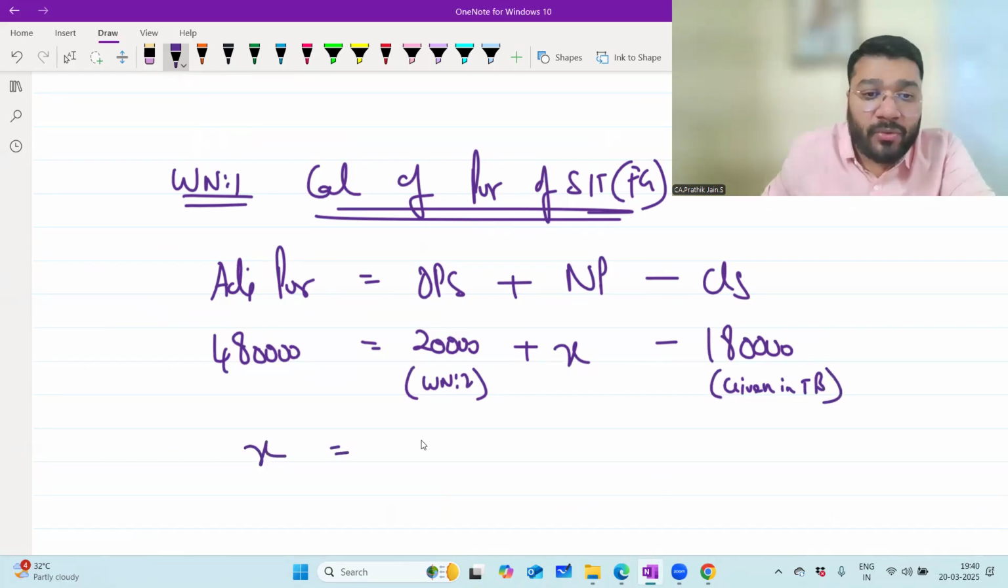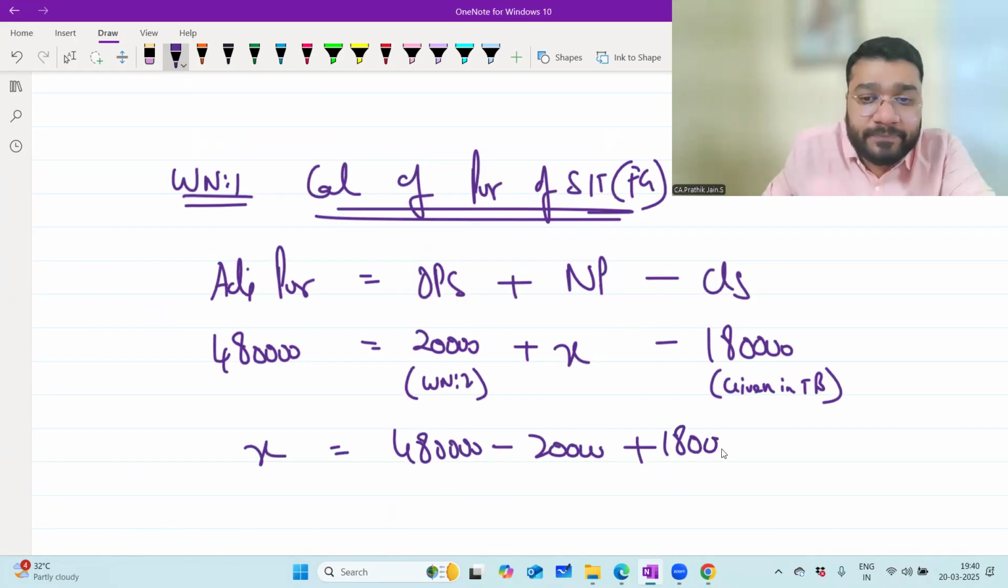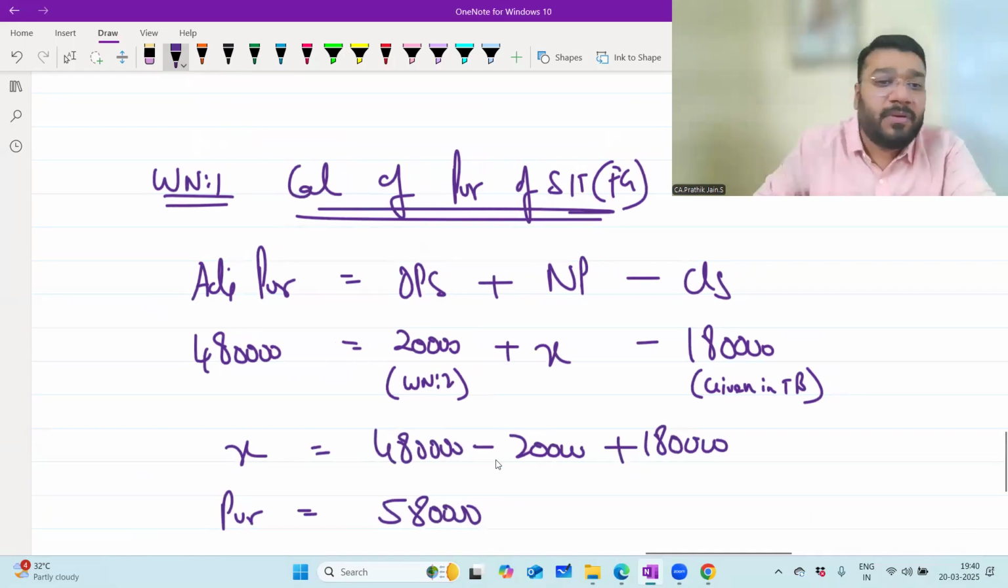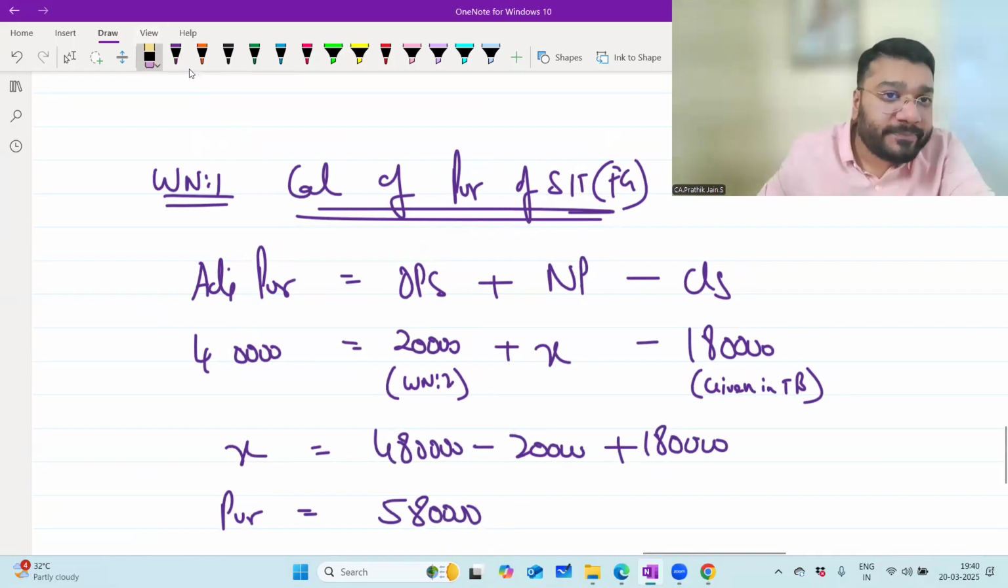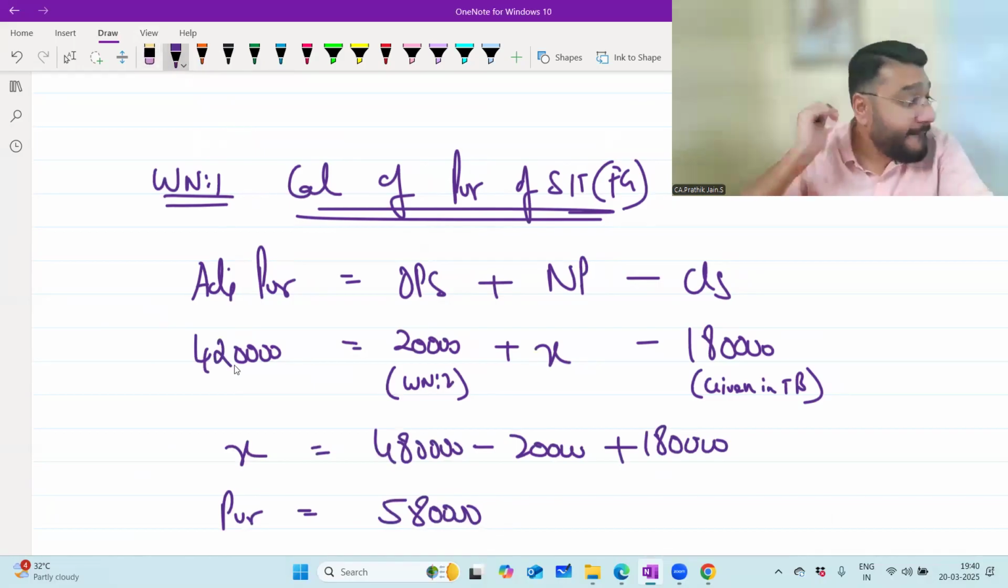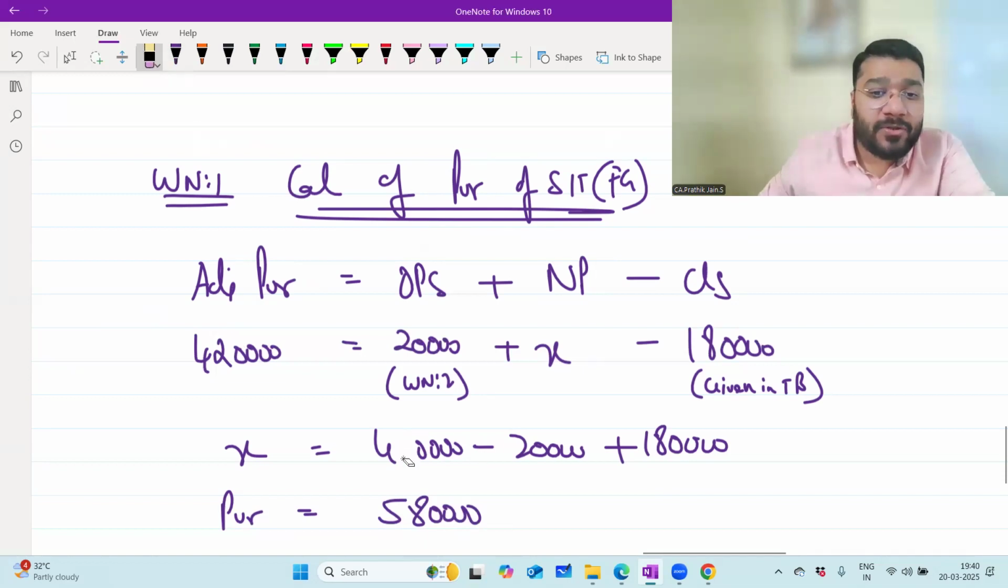So what is X equal to? 4,80,000 minus opening stock plus closing stock. How much is it? 5,80,000. Sir, adjusted purchase is 420. Adjusted purchase is 420, sorry. It's not 480, it's 420. Okay. Here also 420.